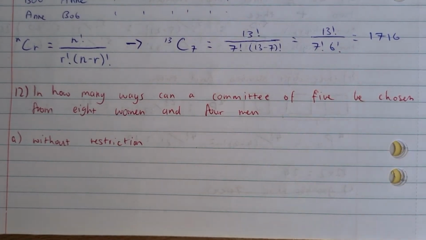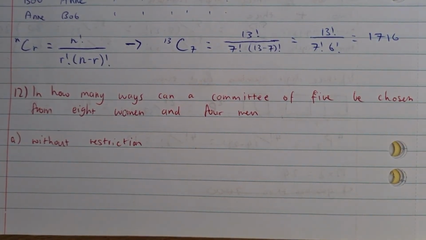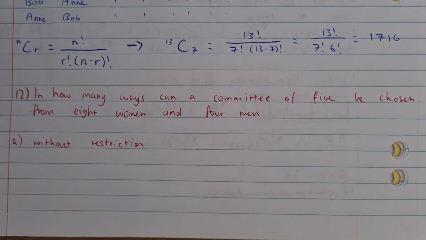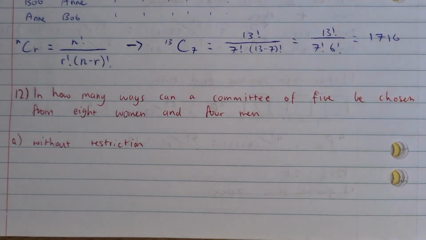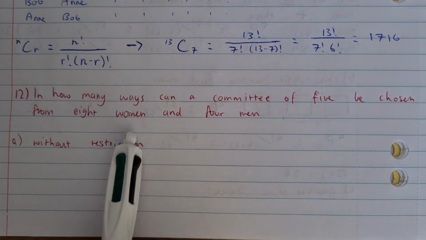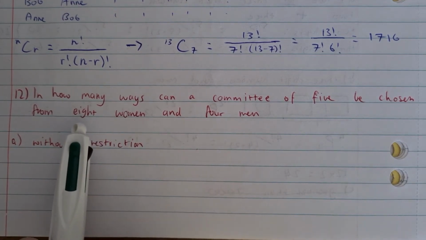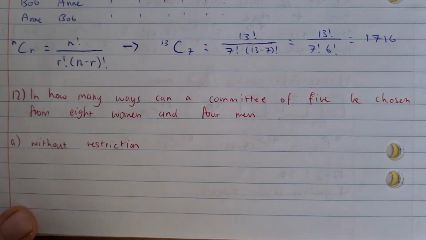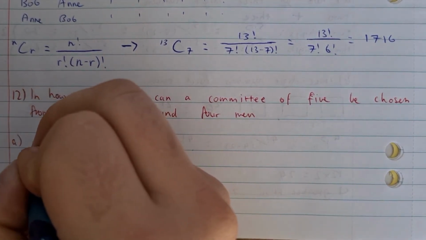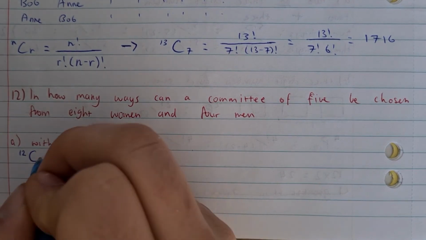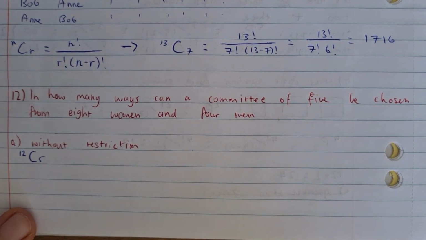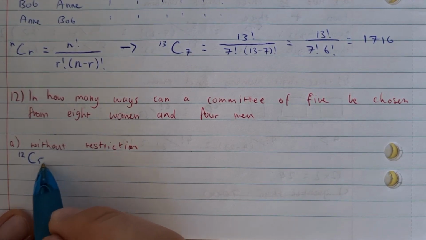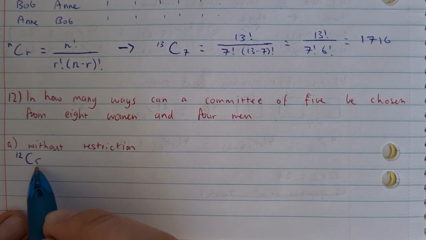Question 12. In how many ways can a committee of 5 be chosen from 8 women and 4 men without restriction? Without restriction, we're not going to worry about who's a woman and who's a man. We've got 8 and 4, so 12 people in total. What we're doing is we have 12 people and we're finding the number of combinations when we're choosing 5 of them. Remember, n is just the number of objects you have to choose from, and r is how many you're actually choosing.